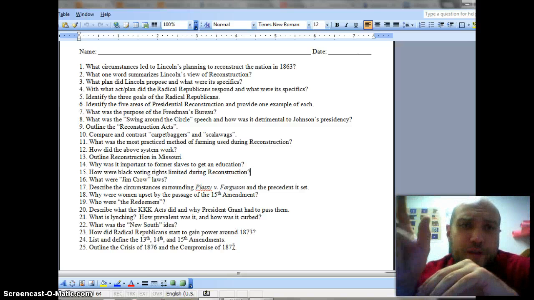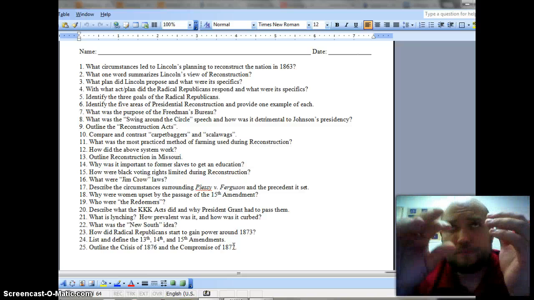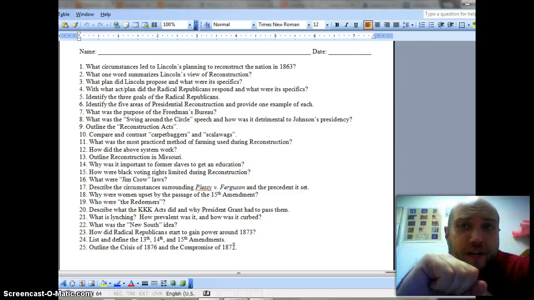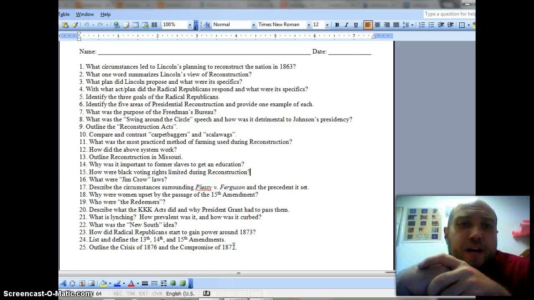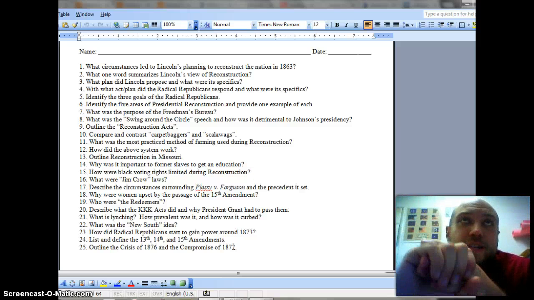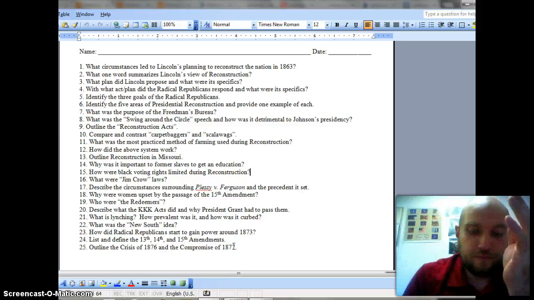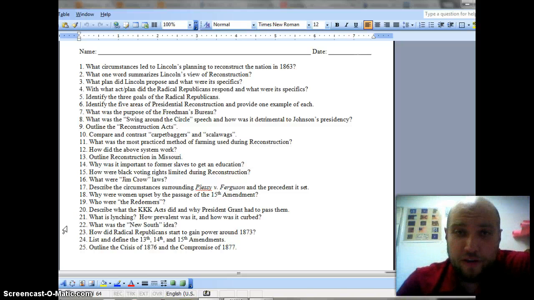Okay, the three main goals of the Radical Republicans. They wanted to punish the ex-Confederates, they wanted to get rid of President Johnson, and they want to institute black civil rights across the nation. Okay, number six, the five areas of presidential reconstruction. You've got land, you have amendments, you have government, you have pardons, and then you have property for number five.